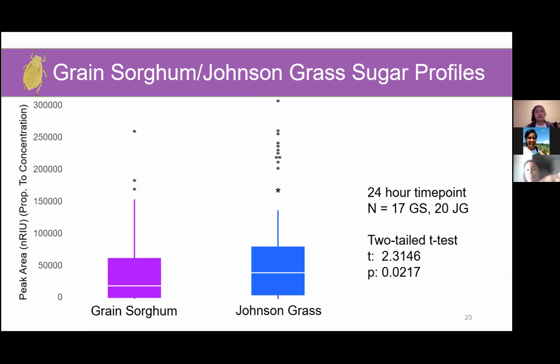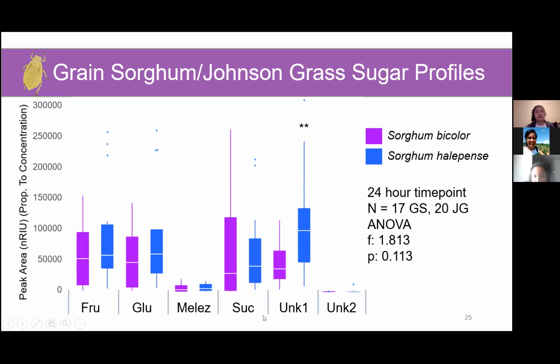Now let's see what happens when you are breaking everything down into individual sugars. And that's what I've done here. I have compiled 6 sugars that I've seen significantly in each of the samples. And those sugars are fructose, glucose, maltose, sucrose, and these unknown sugars.